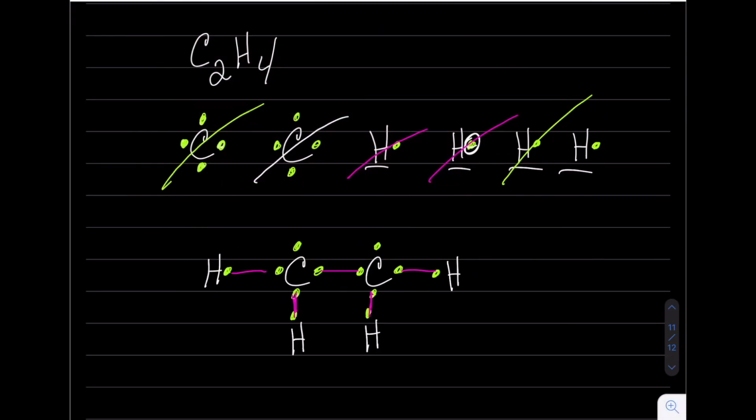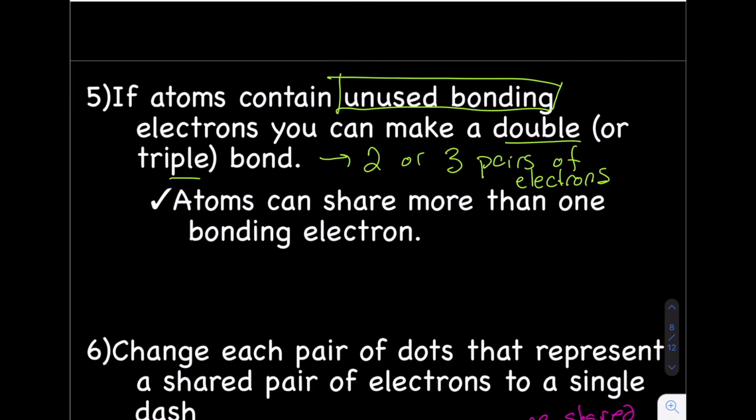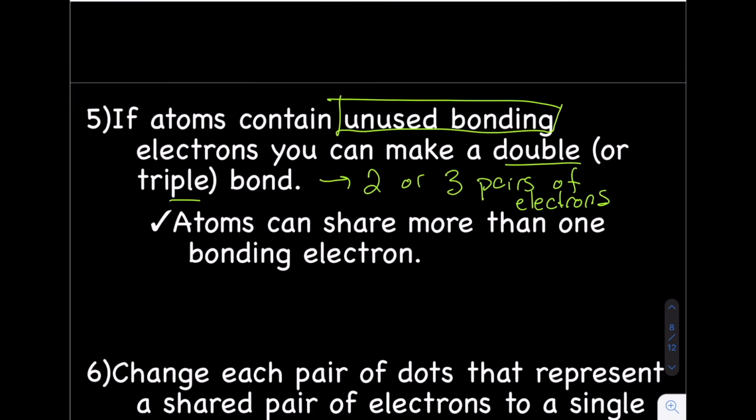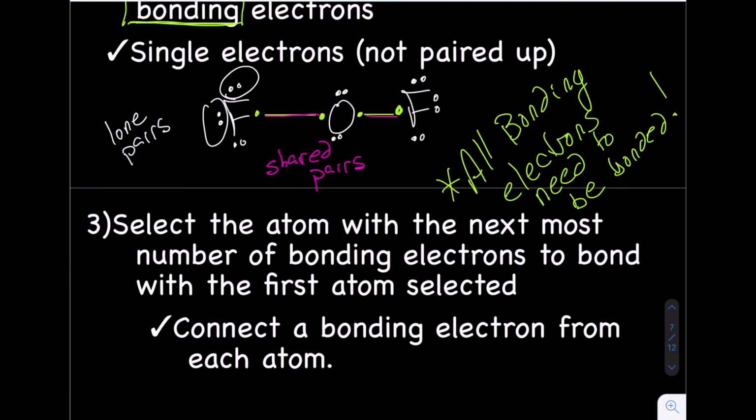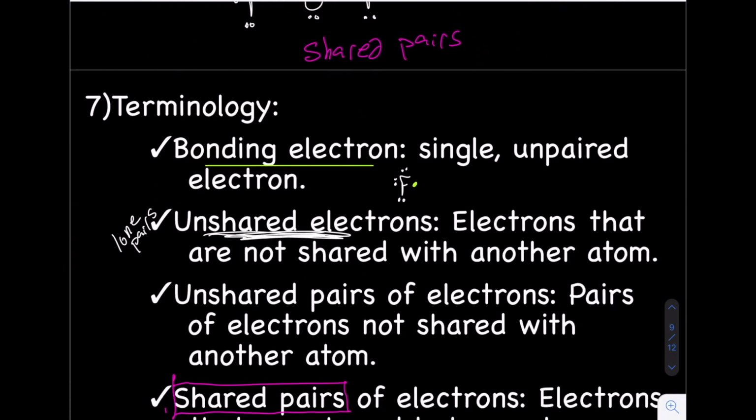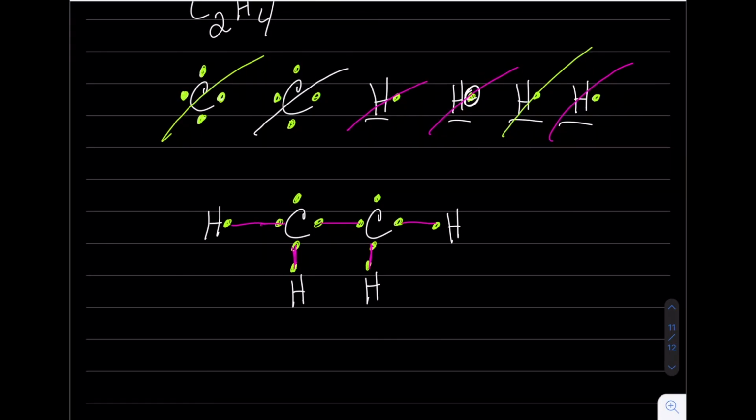All right. So we've now used all our atoms, but we have not used all of our bonding electrons. We still have these left. So let's go back to our notes real quick. If an atom contains any unused bonding electrons, you can make a double or a triple bond. Atoms can share more than 1 bonding electron. Remember that we have to use all the bonding electrons. So we can bond those. Now we've used all the bonding electrons.